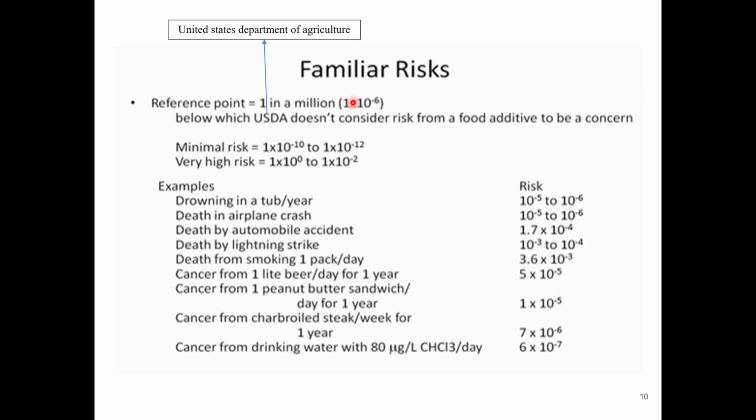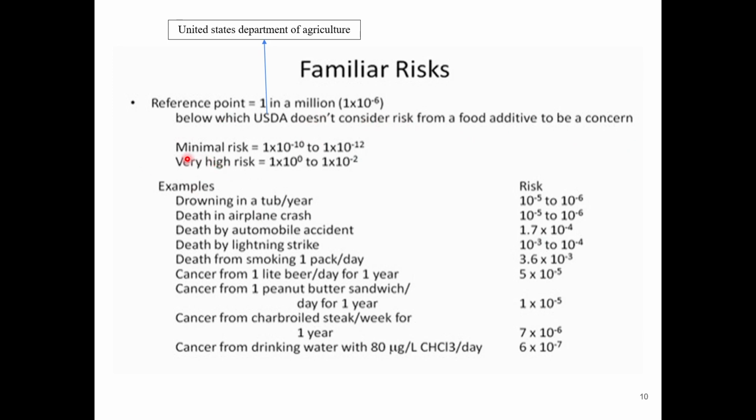So let us see what a familiar risk is. The reference point is basically 1 in a million, that is 1 into 10 to the power minus 6. This is as per the USDA, the United States Department of Agriculture. According to them, for a food additive to be a concern, it has to be greater than 1 into 10 to the power minus 6. Below it, they do not consider the risk from a food additive to be a concern.